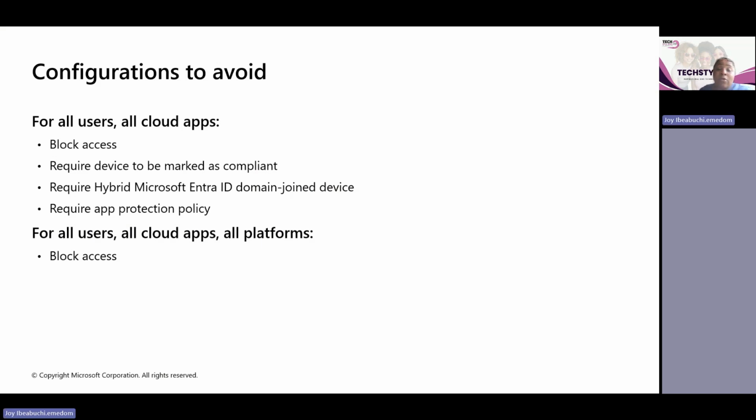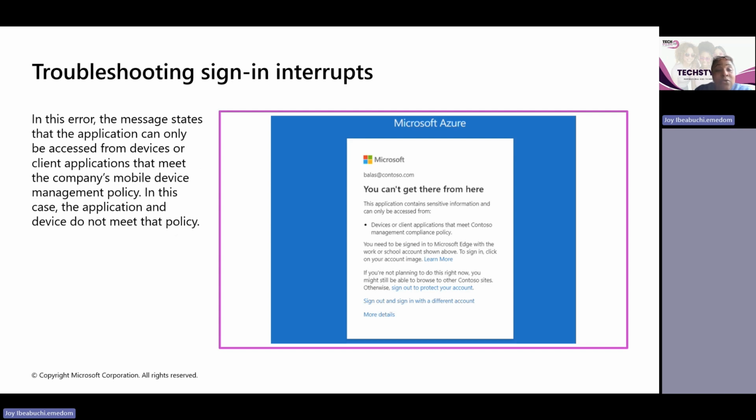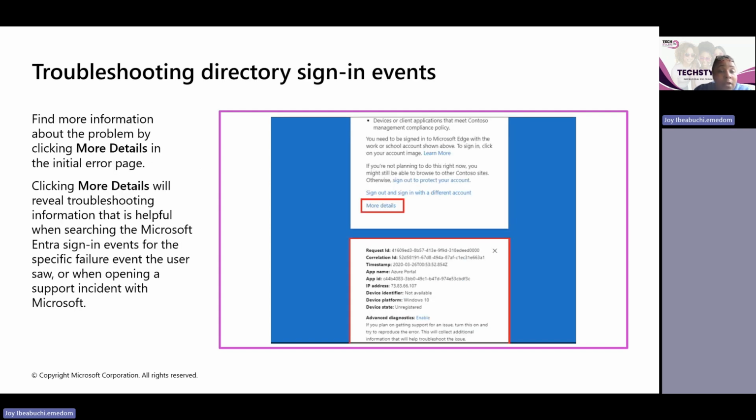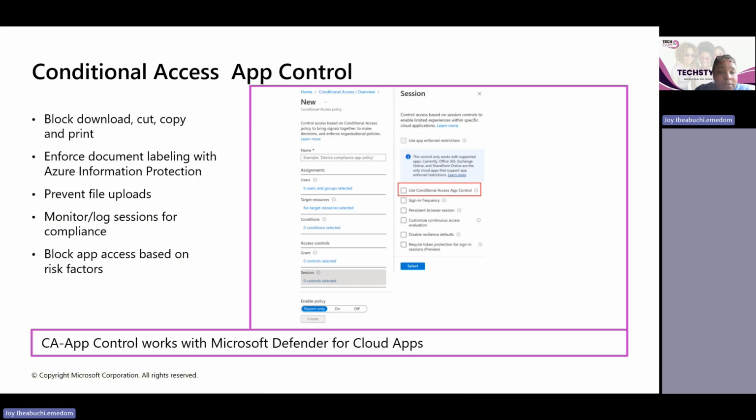So we never recommend, if you are doing a block action, putting all users, all apps. Now you can shut down the environment. Never use all users. It's either use a group that has test users, or use one single user until you are done testing. Never use all users, all apps, all platforms. Please, you could lock yourself out. You could lock out the organization with that.